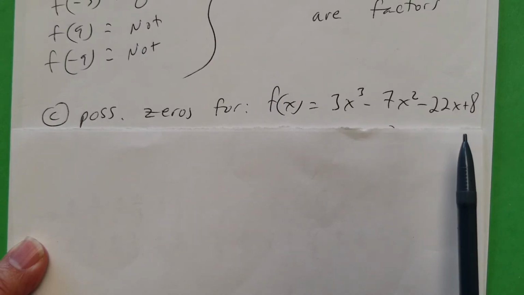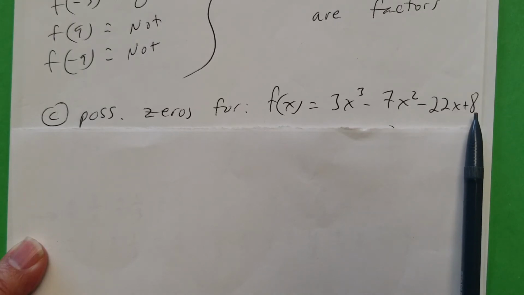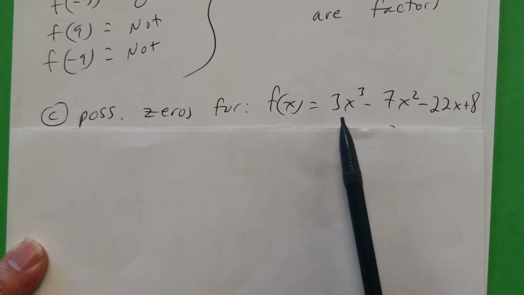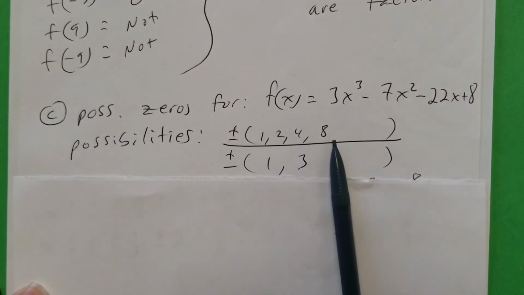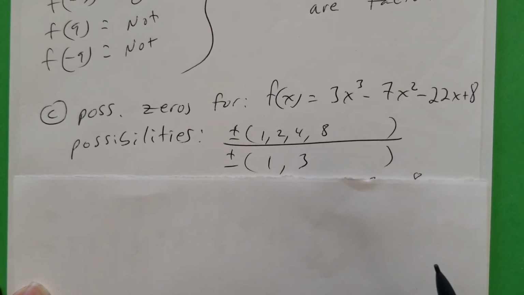Well, we list all the factors of this one on top. So what are the factors of 8? 1, 2, 4, and 8. What are the factors of 3? 1 and 3. Isn't that what I got here? 1, 2, 4, and 8. 1 and 3. And don't forget, we got to do a positive, negative of each one of them.